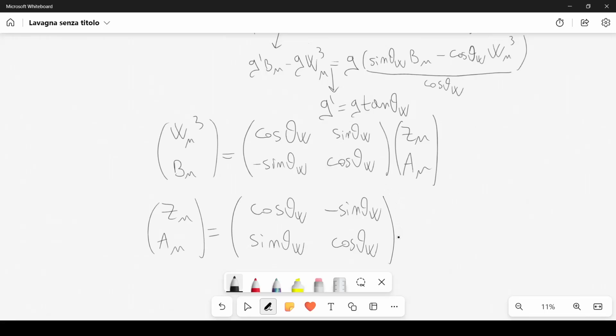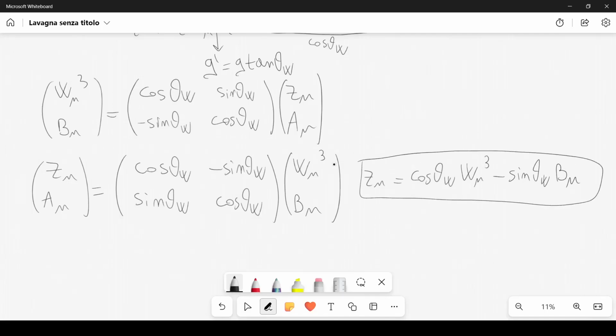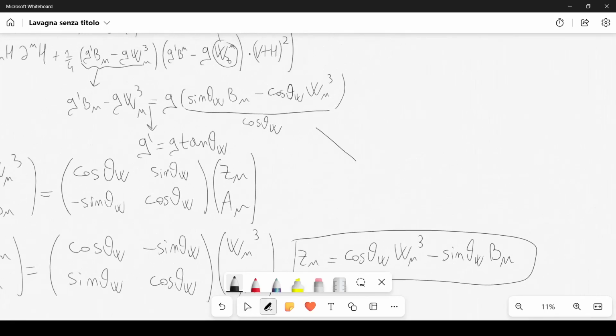And here we have W mu 3 B mu like this, and if we calculate Z mu, you can see that it is equal to the cosine of theta W times W mu 3 minus the sine of theta W times B mu, like this. And now if you check, what do we have there?